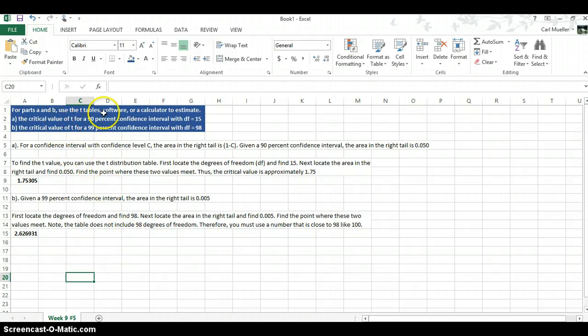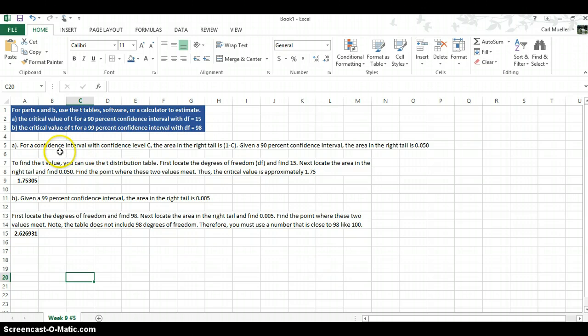For parts A and B, use the t-table software or a calculator to estimate. Part A, the critical value of t for a 90% confidence interval with degrees of freedom, or DF, of 15. B, the critical value of t for a 99% confidence interval with a degrees of freedom of 98.